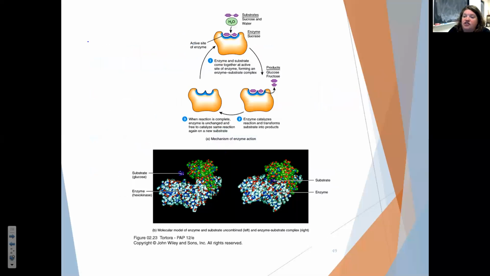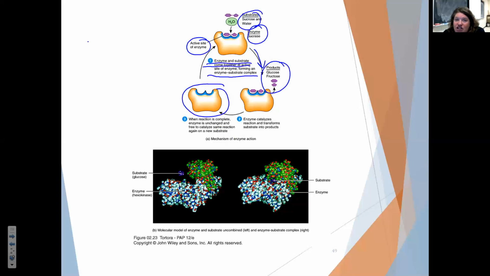And so this is a figure that shows that. So our substrates here are sucrose and water. Our enzyme is sucrase, and this blue part shows the active site of the enzyme. The enzyme and the substrate come together at the active site, forming that enzyme-substrate complex. The reaction takes place, and that sucrose gets broken apart into glucose and fructose. They get released, and the enzyme is unchanged and is ready to catalyze the same reaction again. And so it can go find more substrates.